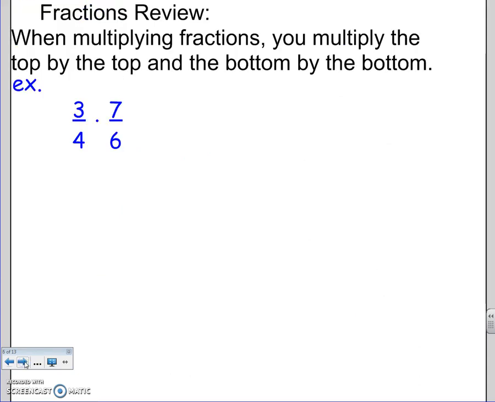All right, next one. When you multiply fractions, you multiply the top by the top and the bottom by the bottom. For example, if we did this, 3 times 7 is 21, 4 times 6 is 24. We have to reduce that. So if I divide the top and bottom by, say, is 3 the best? 3 and 3. See, I get 7 on top, 8 on bottom.